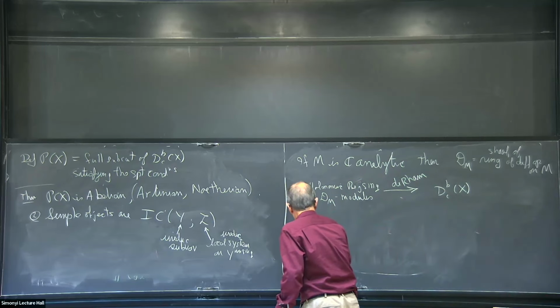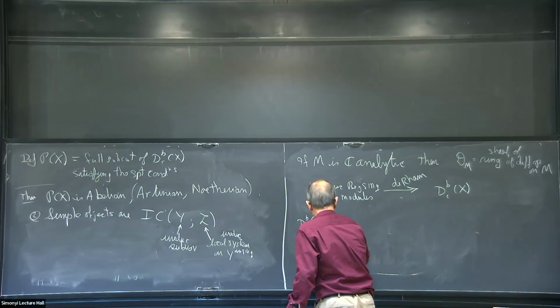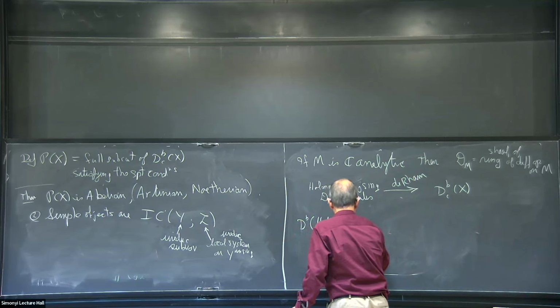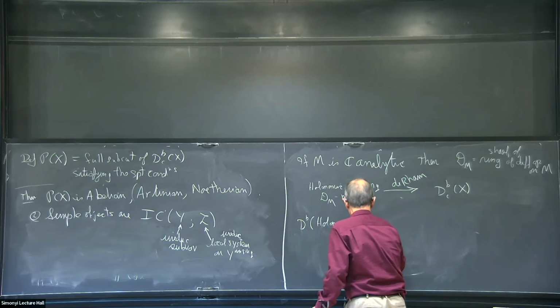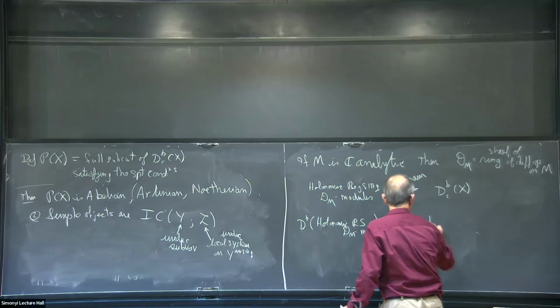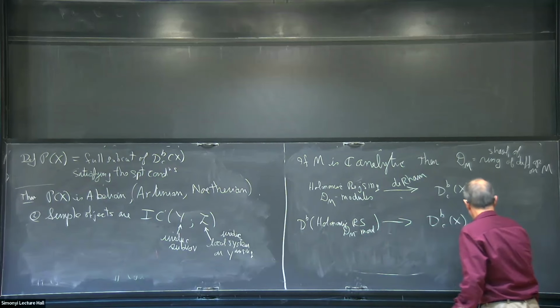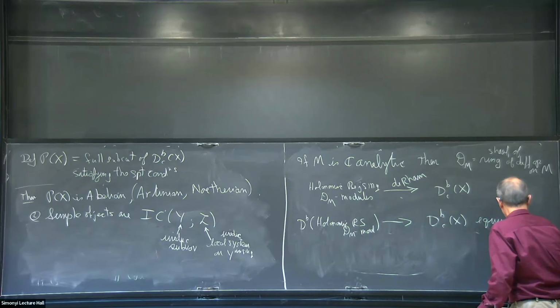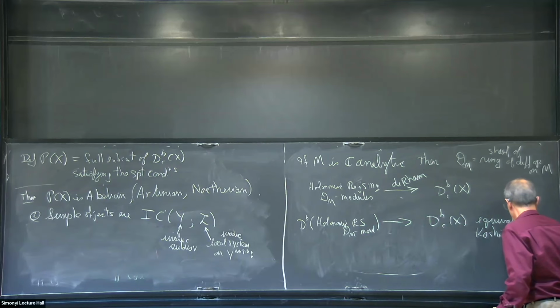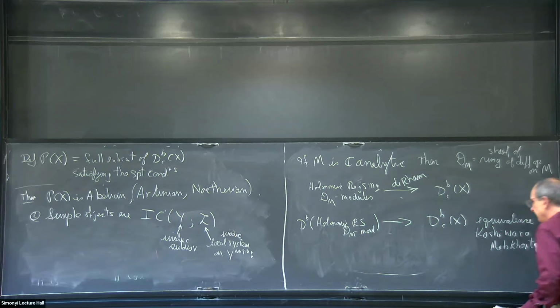And the derived category of regular singularity D-modules maps to the derived category of X. And this is an equivalence. This was Kashiwara and Mebkhout, and this was proven about the time of the Kazhdan-Lusztig conjectures.